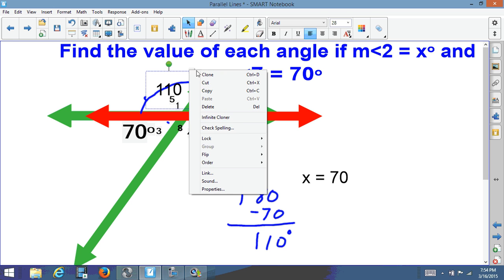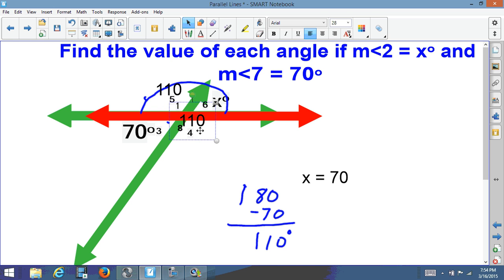And let's clone that, because if that's equal to 110 degrees, so is its mirror image, angle 8 and 4, they're also equal to 110 degrees. So that's how I would find the value of each of these angles. And remember, angle 3 is 70 degrees, so that means its opposite, angle 6 and x degree, are also 70 degrees. So that's how I would find the value of each angle.